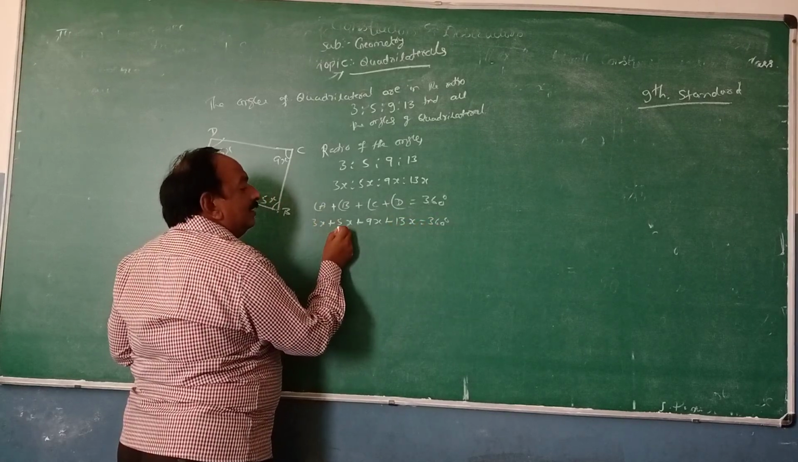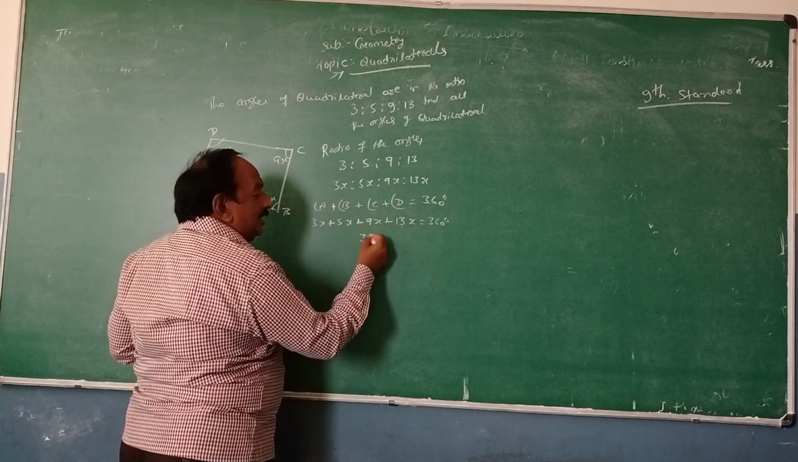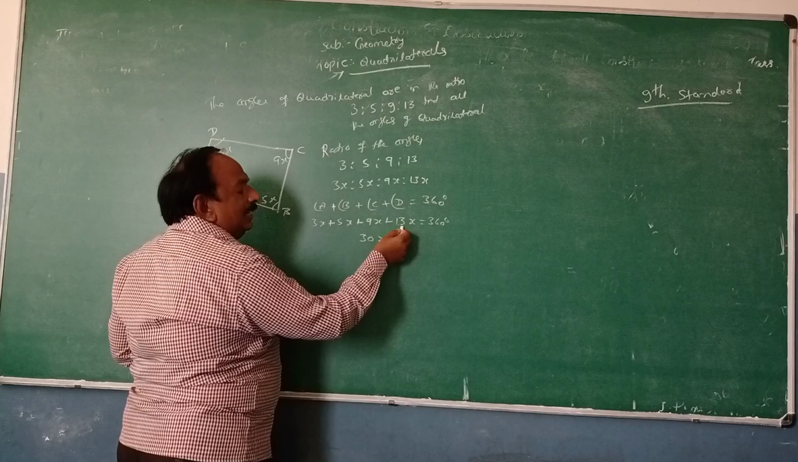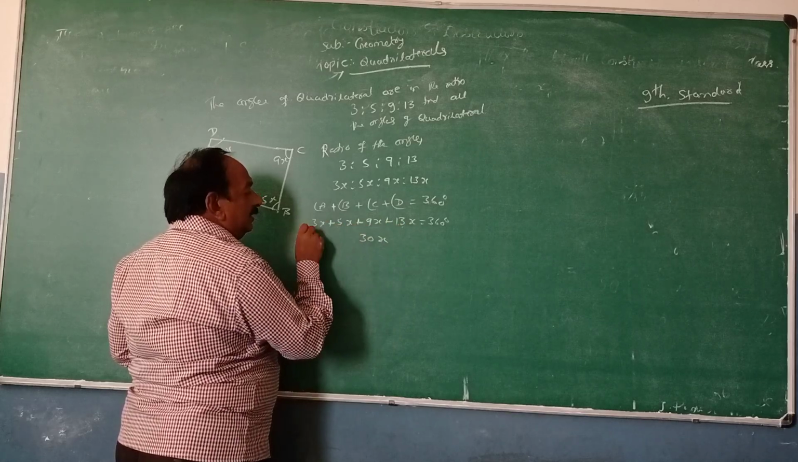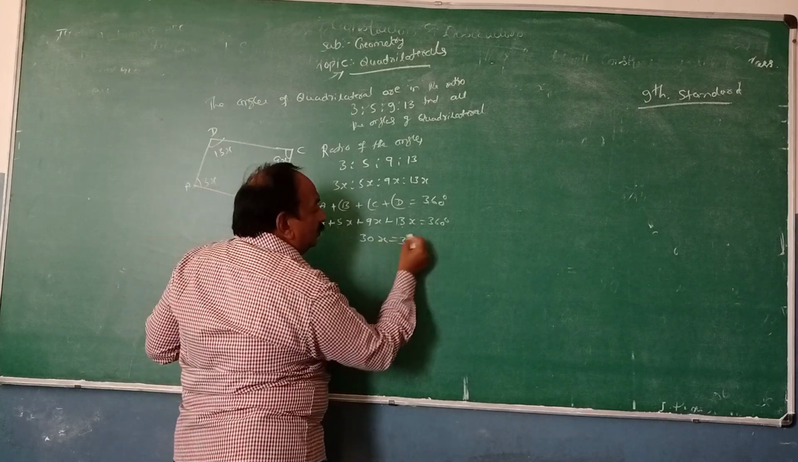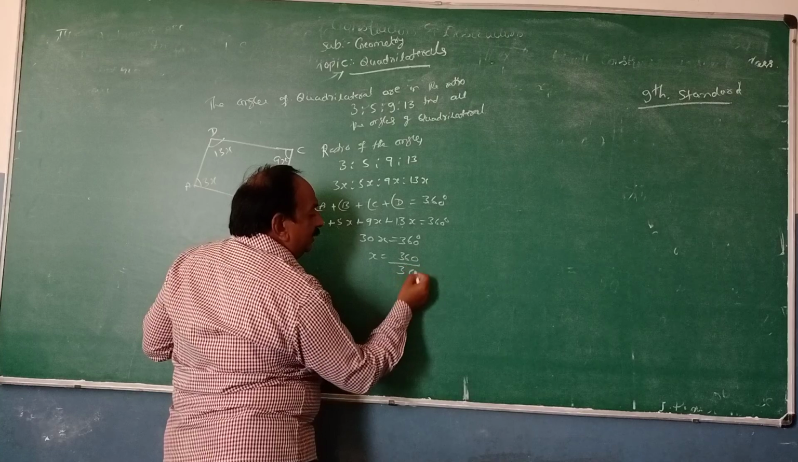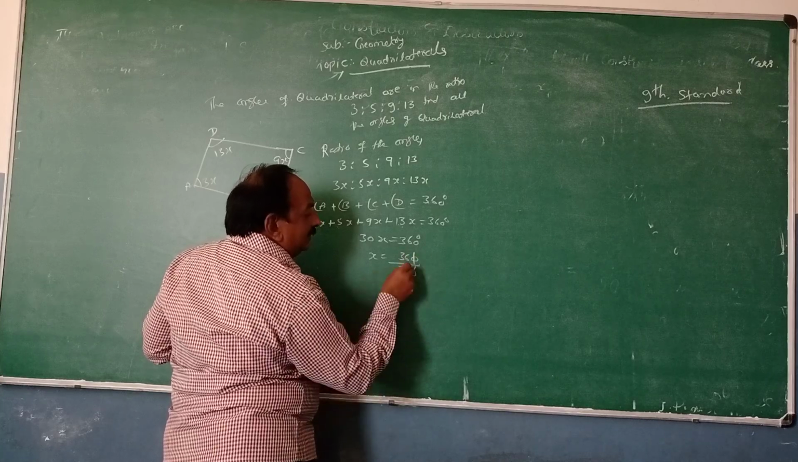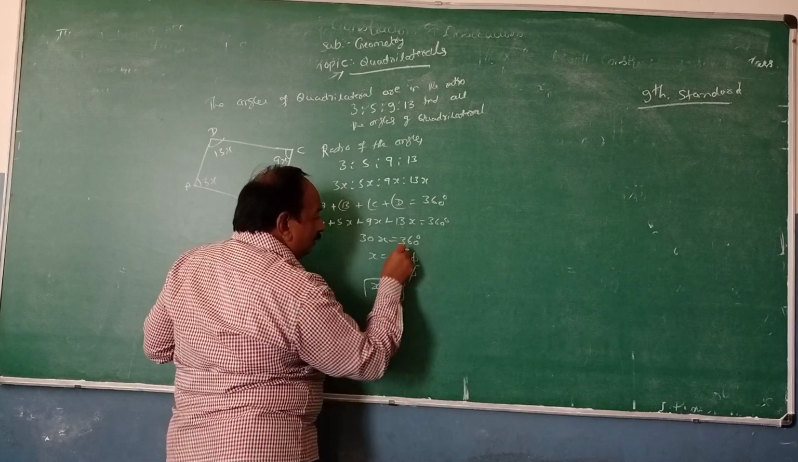5 plus 3 is 8. 8 plus 9 is 17. 17 plus 13 is 30x. 13 plus 9 is 22. 22 plus 5 is 27. 27 plus 3, 30x is equal to 360 degrees. x is equal to 360 divided by 30. Zero, zero cancel. 3 ones are 3, 3 twos are 6. What do you get? x is equal to 12.